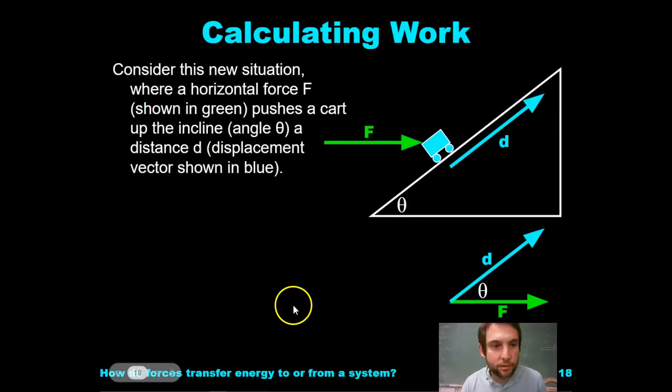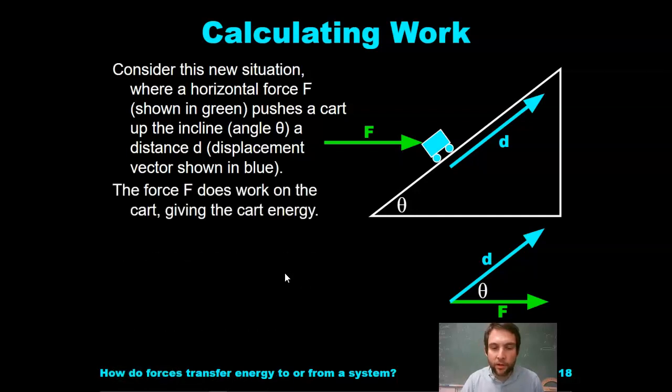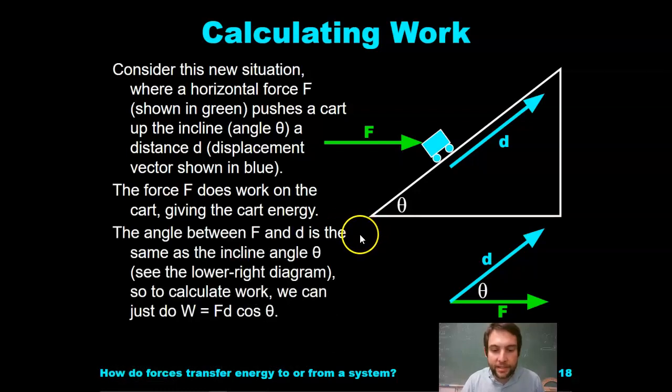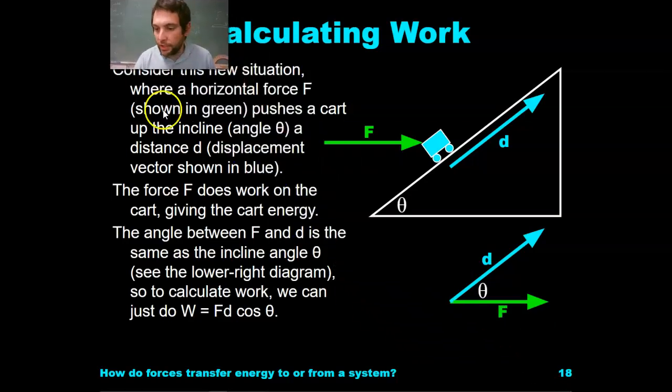So let's look at it in action. We've got a new situation where a horizontal force pushes a cart up the incline a distance d. The force does work on the cart, giving the cart energy. The angle between F and D is the same as the incline angle theta. So to calculate work, we can just do FD cosine theta. Displacement, displacement, force, force, just moved down here so you can see the angle is the same.